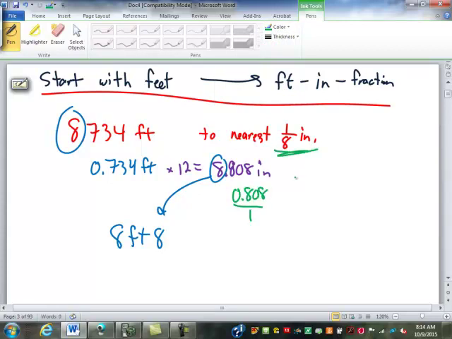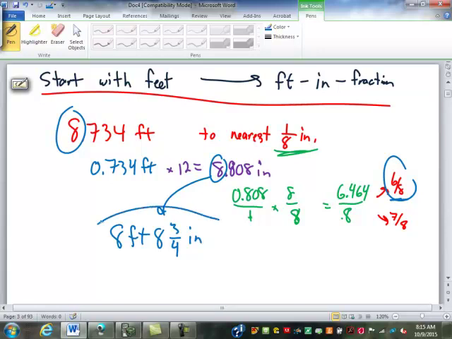Now I got to turn that into eighths. I put it over 1. Right now it's got a denominator of 1, but I want it to have a denominator of 8. So I'm going to multiply by 8 on top and bottom. So 1 times 8 is 8. 0.808 times 8 is 6.464. So that is telling me that this is between 6/8 and 7/8. Which is it closer to? 6, because it's 6.4. So it's less than halfway to 7. So it's the 6/8, which is going to reduce to 3/4. So to the nearest 1/8 inch, 8.734 feet is 8 feet, 8 3/4 inches.